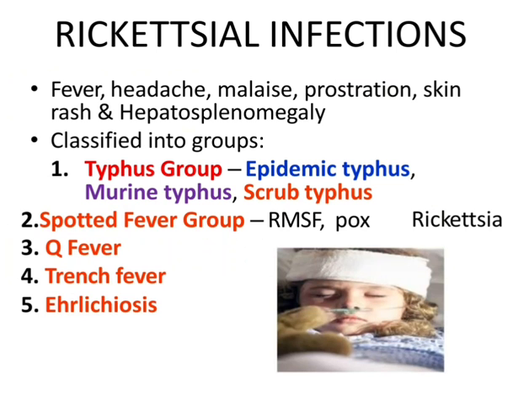In rickettsial infection, the symptoms are fever, headache, malaise, prostration, skin rash and hepatosplenomegaly. These rickettsial infections are classified as the typhus group: epidemic typhus, murine typhus and scrub typhus. The next is the spotted fever group: RMSF, rickettsialpox, etc., Q fever, trench fever, ehrlichiosis. These are some rickettsial infections.